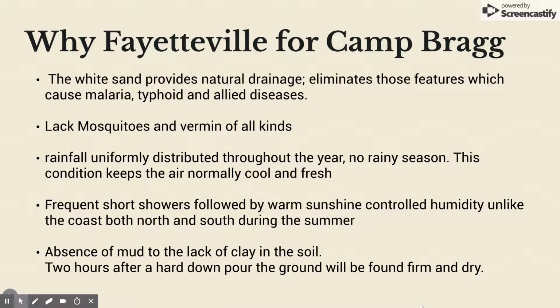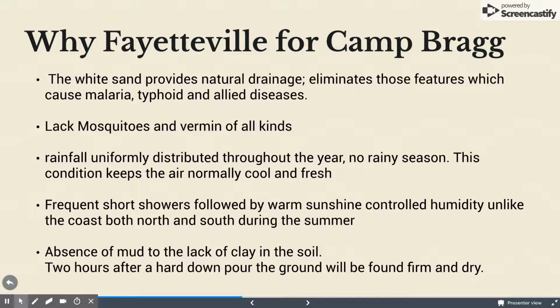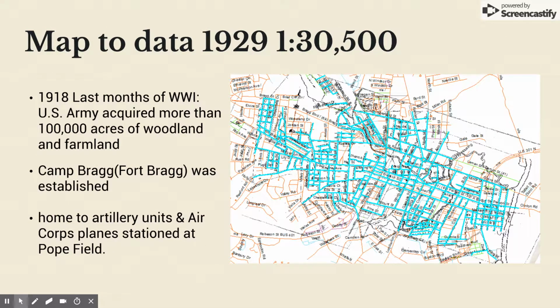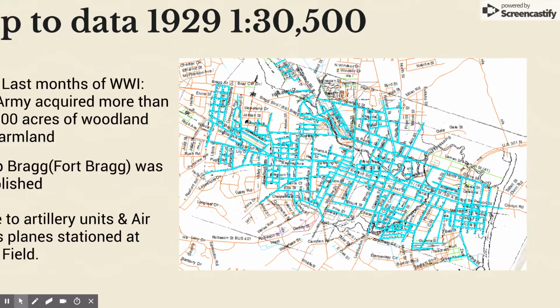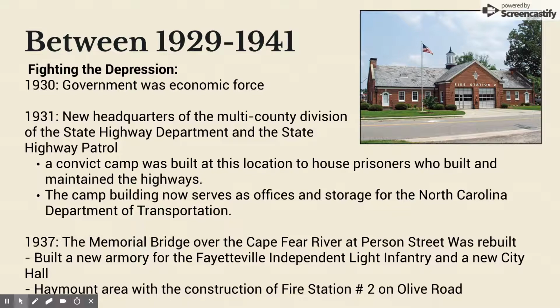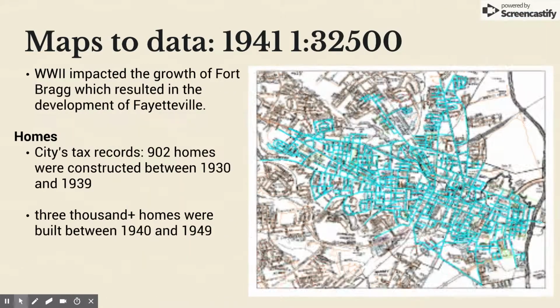Why did the military pick Fayetteville? Very easy. Lack of clay in the soil, meaning when it rains, things didn't get that muddy. And this is what it looked like. We're gonna move on very quickly. It was the Great Depression. Not a lot happened. It was pretty depressing.